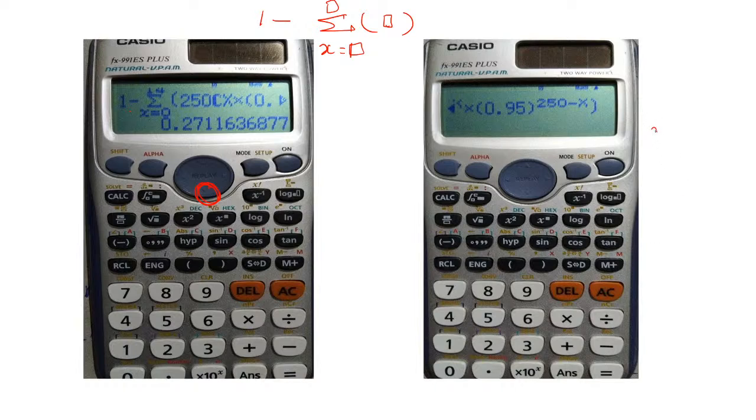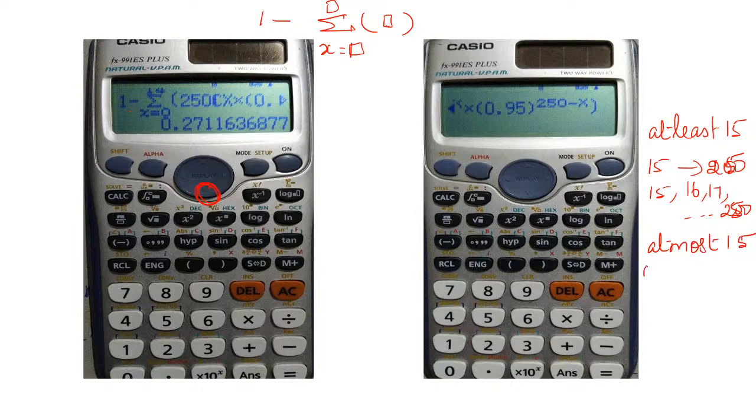See, I'll tell you. At least 15 fraudulent cases means 15 to 200, that is 15, 16, 17 up to 250, sorry, 250. At most 15 means 0, 1, 2, etc. up to 15. That is less than or equal to 15 only, not strictly less than. P of x is less than or equal to 15. At most 15 means 15 should be included in that. Whether it is at most or at least, that value should be included. At least means minimum 15 should be there. At most means maximum 15 should be there.